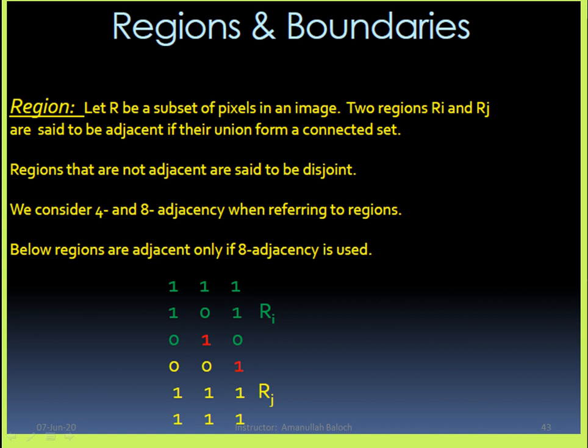Below, regions are adjacent only if 8 adjacency is used. For 4 adjacency it does not exist because there are no adjacent pixels in the four neighbor of P, because this one and this one we are considering. So 8 connectivity exists and these two pixels are adjacent pixels by the 8 adjacency rule. So region Ri and region Rj are connected regions.